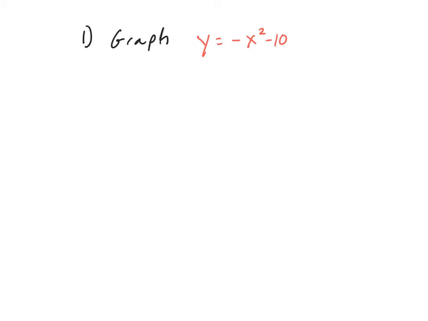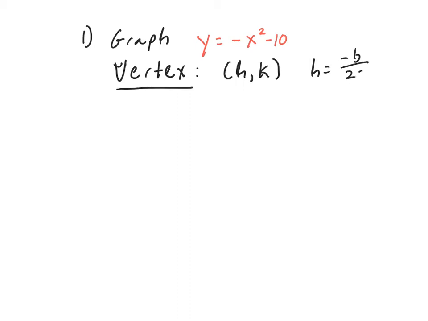And the vertex is pretty easy to find as long as you remember this pattern. The vertex is usually written as h and k. And to get the h value is negative b over 2a. And think, okay, what does b mean? What does a mean? That's when you have it in standard form like this.